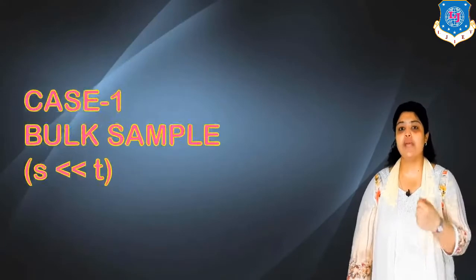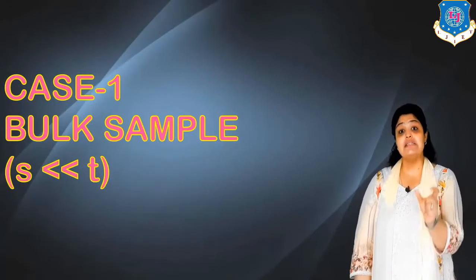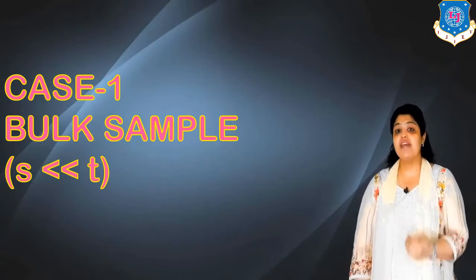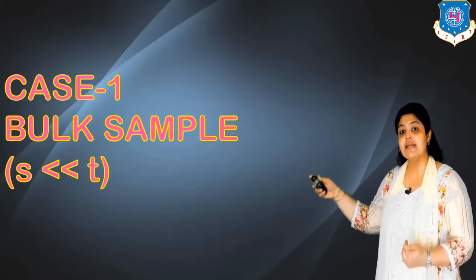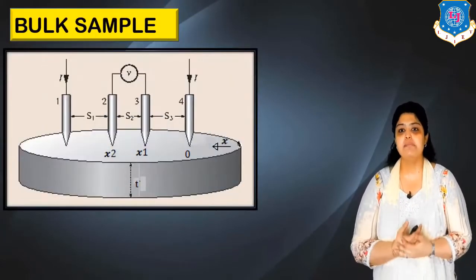Now let's move on to case number 1, wherein we consider S, that is the distance between the probes, to be very, very small as compared to the sample thickness. In this case we are naming it as a bulk sample. Let us first understand what exactly a bulk sample is.